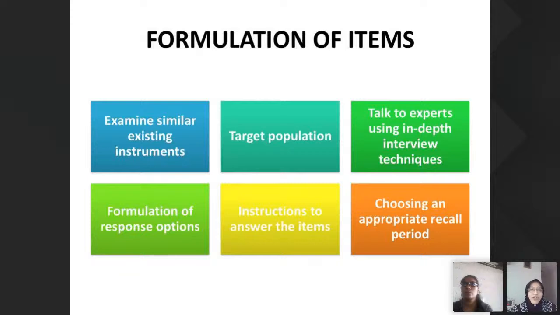Also, when we want to formulate the items of the instrument or questionnaire, you must have in mind what will be the appropriate recall period. The appropriate recall period is very important, especially if you want to do test-retest for your reliability studies. And it's not just for test-retest reliability studies. It's also very important if your study is not cross-sectional, but a longitudinal study whereby you would like to see the response at the very first week or first month, and then test the same instrument 2 months later. So it is very important for you to think of the recall period.